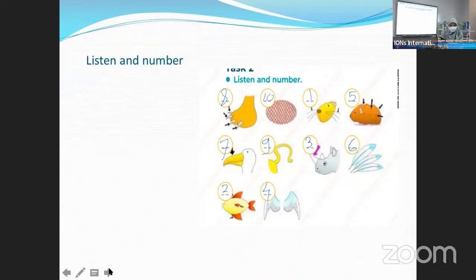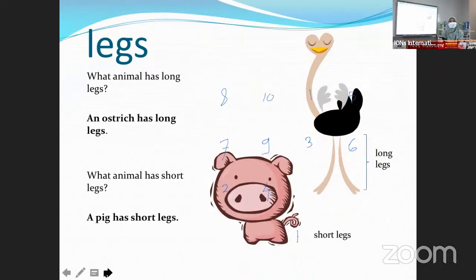Thank you, everyone. So the next one, we learned about the animal's body part, also we have legs. What animals has long legs? What is this? This one has long legs. And how about this one? A pig. Pig has long legs. Is it? No, I guess a pig has short legs. So if we go to the zoo, we can see some animals has long legs and another animal has short legs.